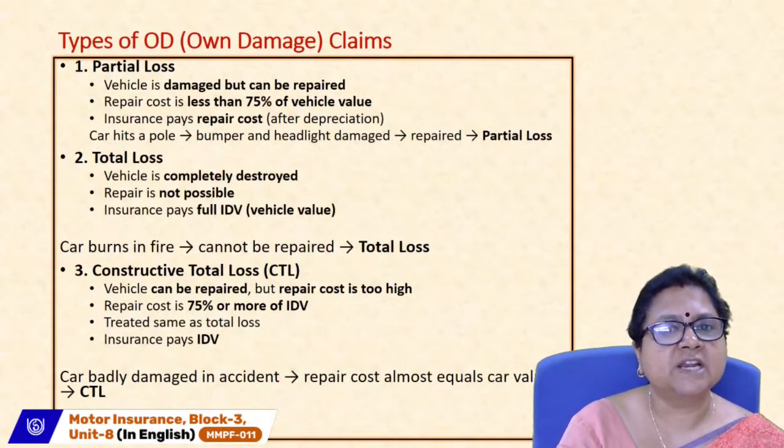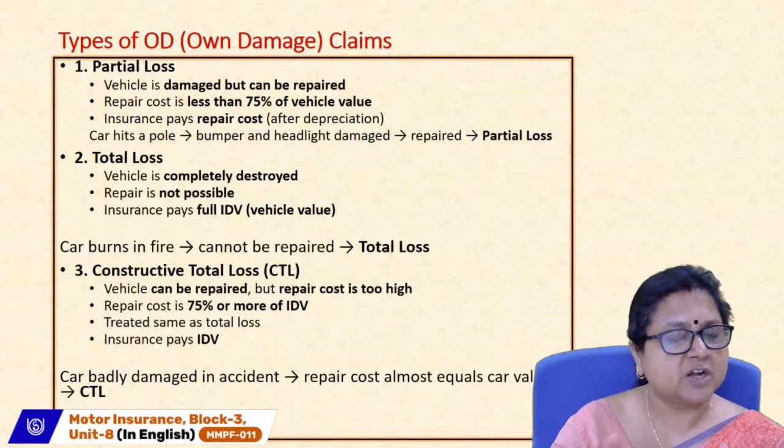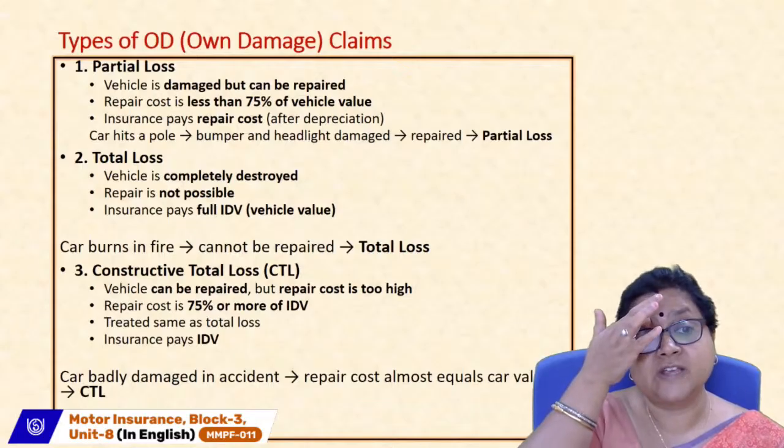So, the types of OD claims are partial loss, total loss, and constructive total loss. So, what is this partial loss? We are talking now about the claim for your own vehicle.